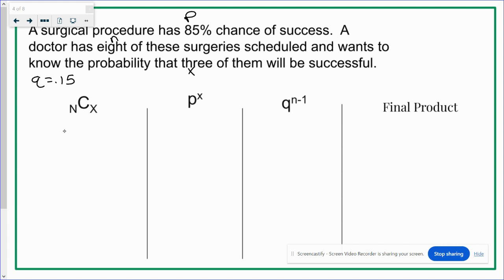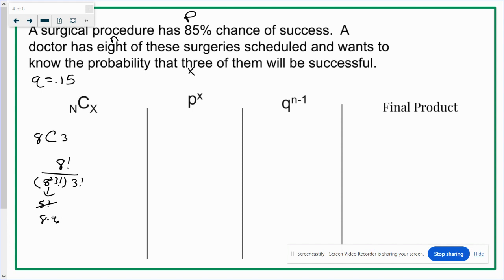All right, N choose X. So we have 8 choose 3. 8 factorial on the top. 8 minus 3 factorial on the bottom times another 3 factorial. 8 minus 3 factorial would be 5 factorial. We're going to cancel that out. And then we're going to not go past 5.